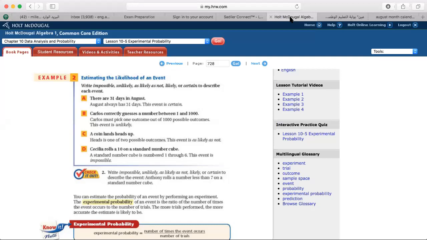So what is the likelihood that there are 31 days in August? It is certain. August always has 31 days, so this event is certain. Carlos correctly guesses a number between 1 and 1,000. Carlos must pick one outcome out of 1,000 possible outcomes. So this event is unlikely.